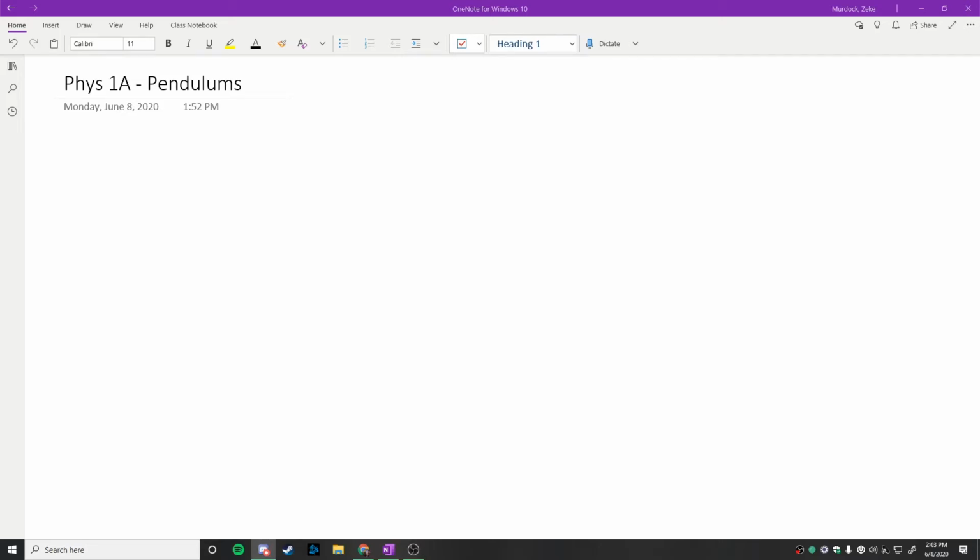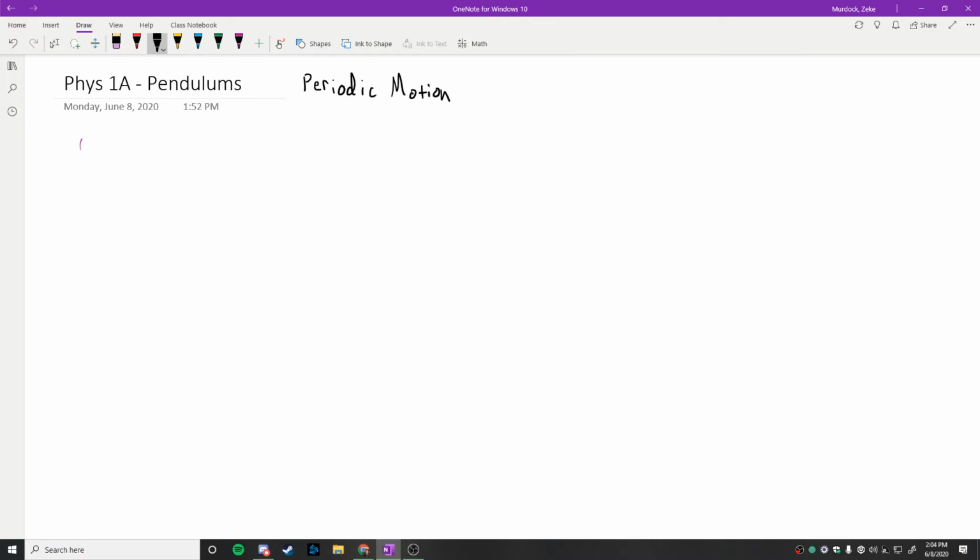All right, today is Physics 1A, and we're going to be talking about pendulums. And I want to say something in general about periodic motion. In general, this chapter is on simple harmonic motion, or periodic motion is a better way of saying it, because simple harmonic motion refers specifically to a very special type of system.